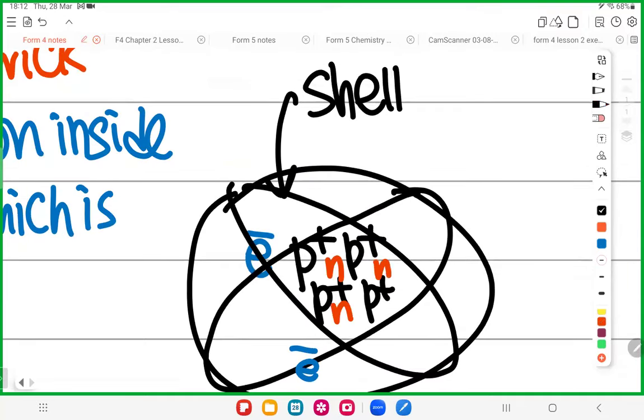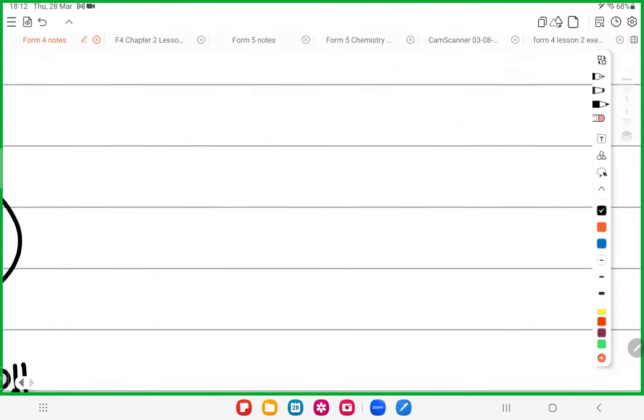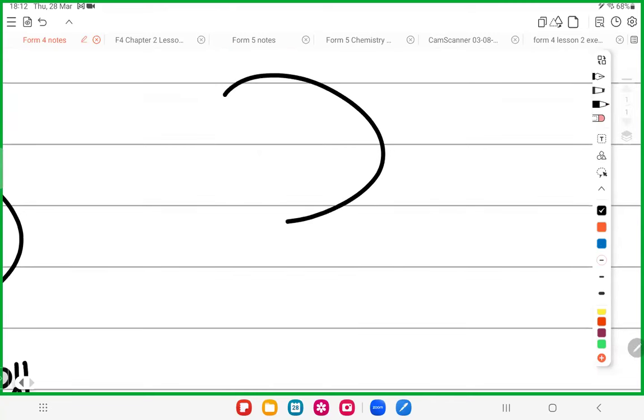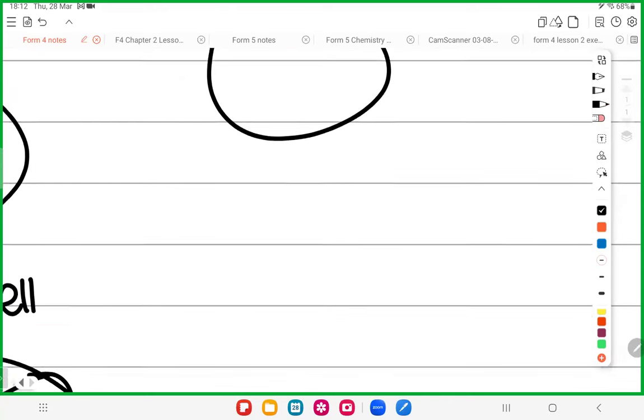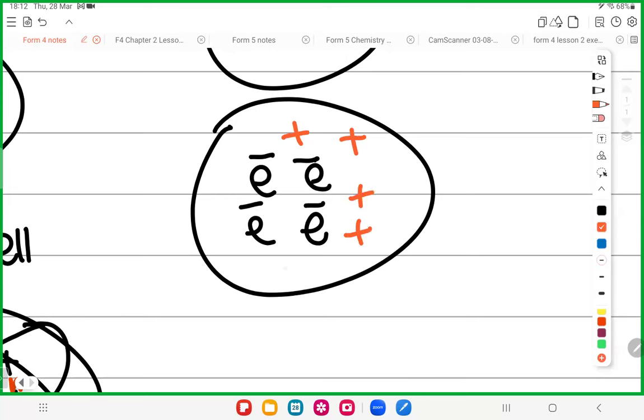Now can we summarize everything together? Let's do it quickly. First guy, John Dalton said the atom is a ball. J.J. Thomson said in the ball you have electrons, which are negatively charged. The surface of the ball is positively charged. That's what J.J. Thomson said.